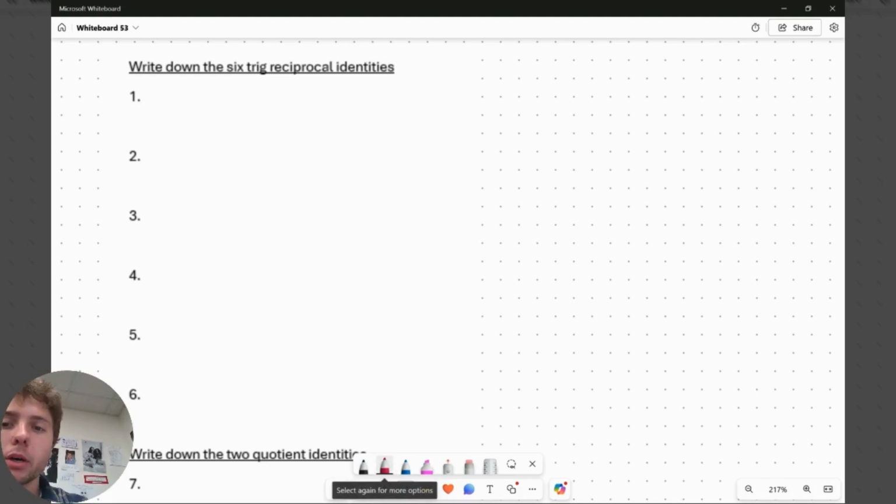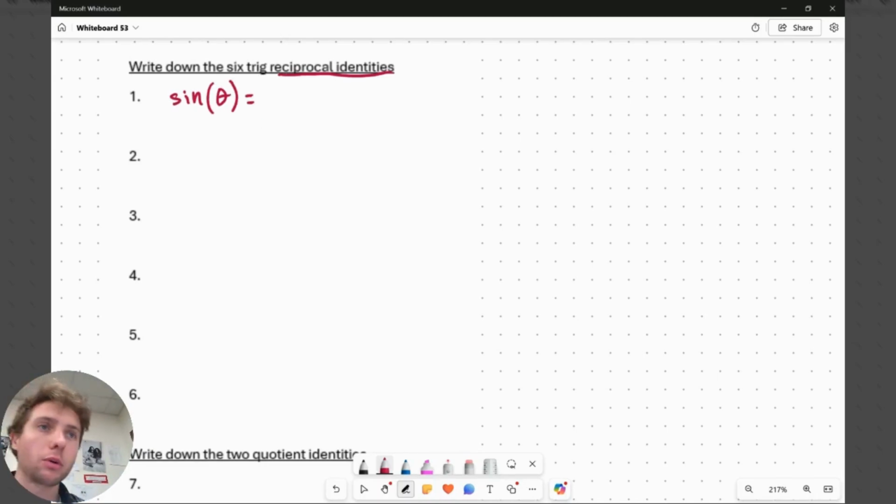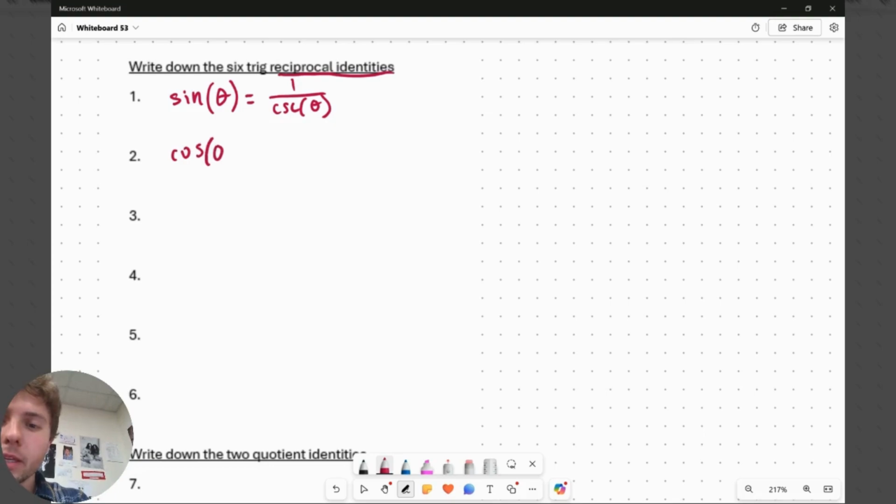We need to remember the different reciprocal identities. For example, we know sine of theta, or whatever the variable is, it doesn't have to be theta, it could be x, it could be y, it could be t, whatever variable we have there, is the reciprocal of cosecant. We know cosine is the reciprocal of secant. We know that tangent is the reciprocal of cotangent.